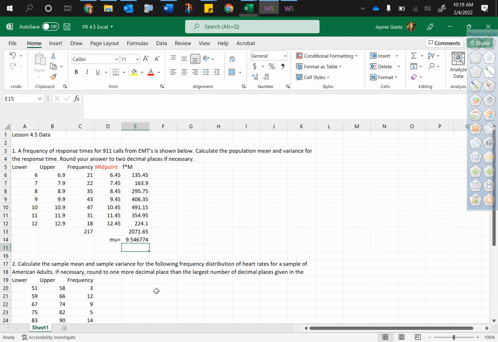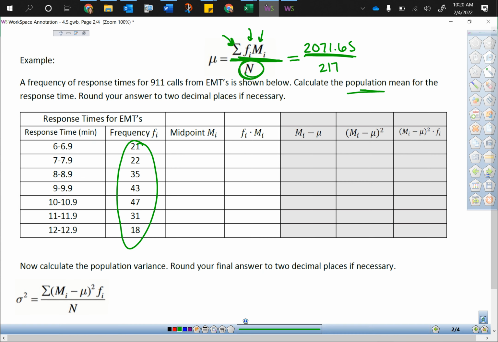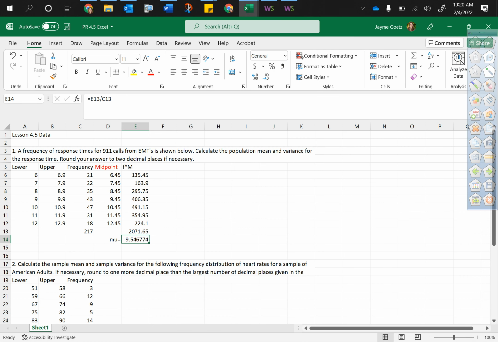So it said calculate the population mean and variance for the response time. Round your answer to 2 decimal places if necessary. Now I'm going to teach you a little trick. So I took this guy right here, the sum of the frequency times the midpoint, and I divided it by this guy right here, all of the frequencies.